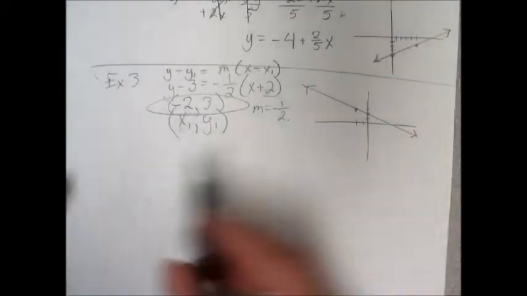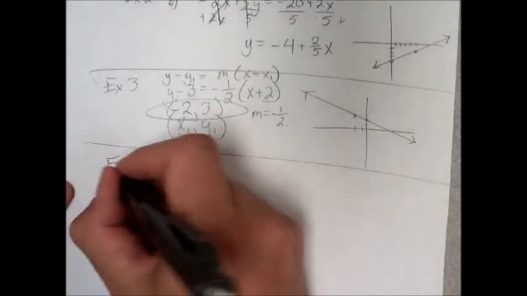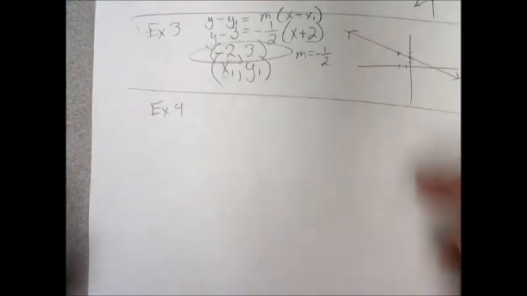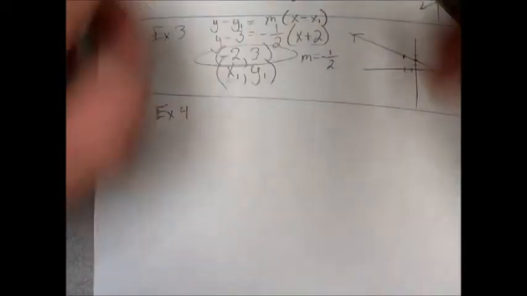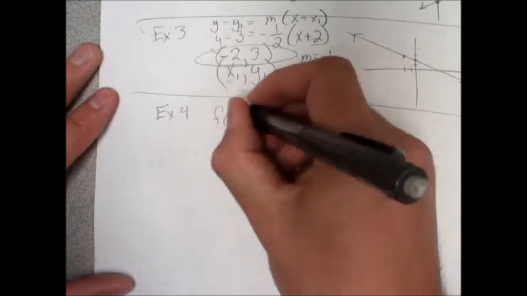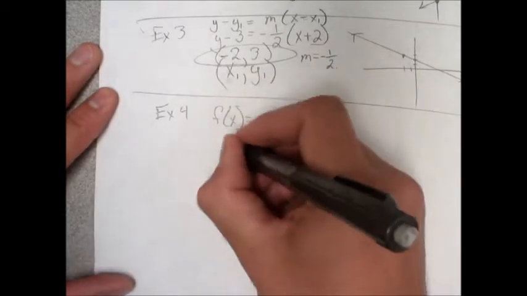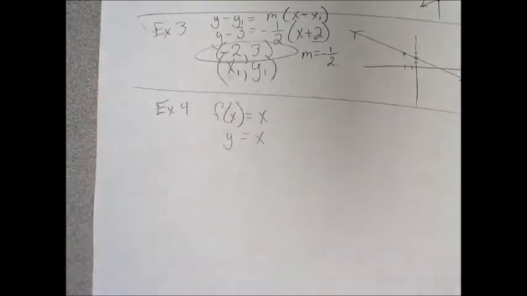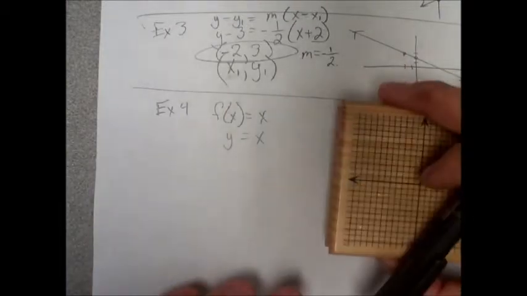All right, example 4. This is where the new stuff comes in, so if you're already working on the lesson, make sure you pay attention. This is talking about the transformation of f of x. Remember, f of x is the same as y, so that would be the same as y equals x. So I want to show you, or remind you, what this graph looks like. Y equals x, they're going to call this the parent function.